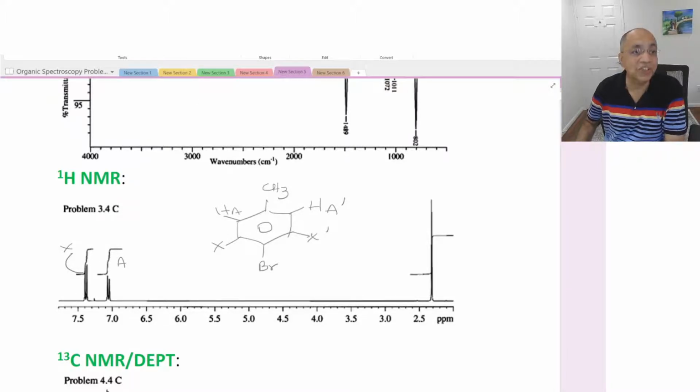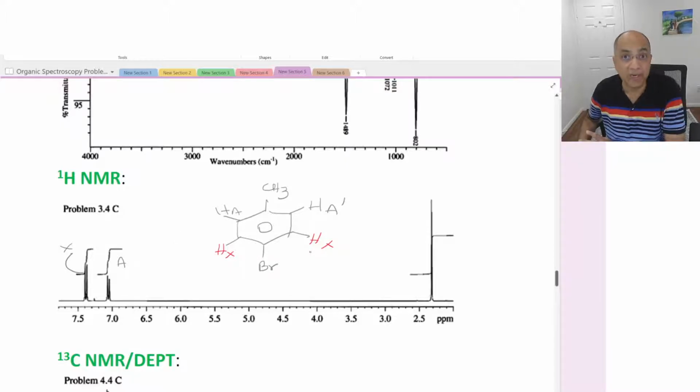So I'm sorry, this is HA. This is HX. Now only the J3 coupling is to be considered. So this A peak is a doublet due to J3 coupling. The J4 and J5 couplings have been ignored, just sidetracked. Similarly for X, only the J3 coupling is taken. So it is an apparent doublet.